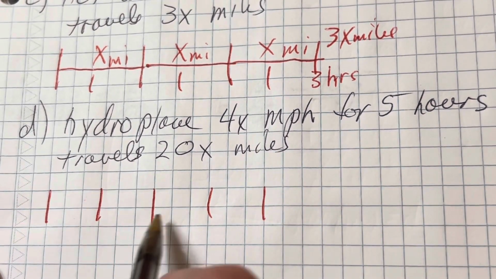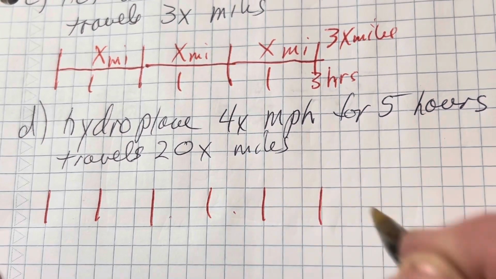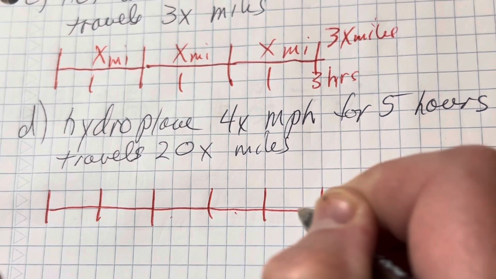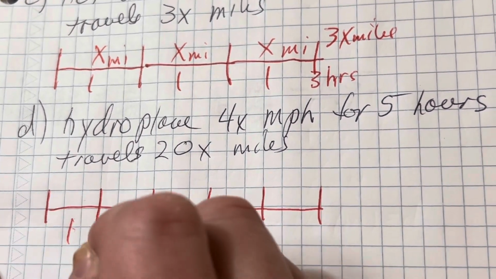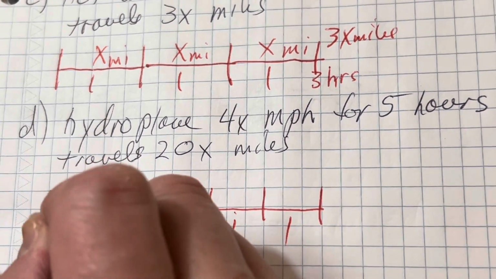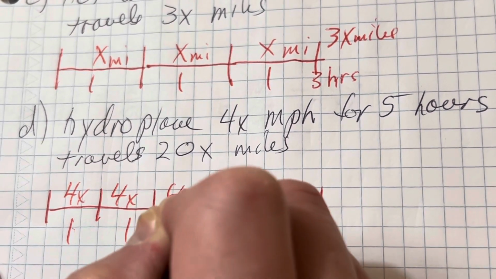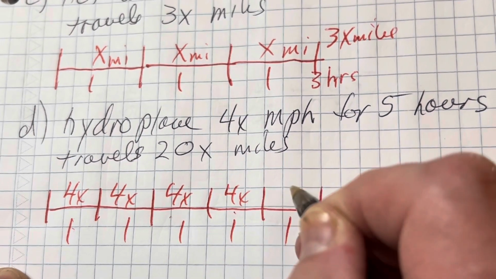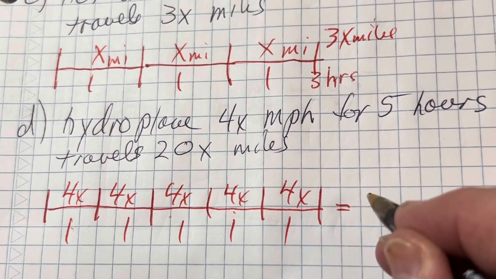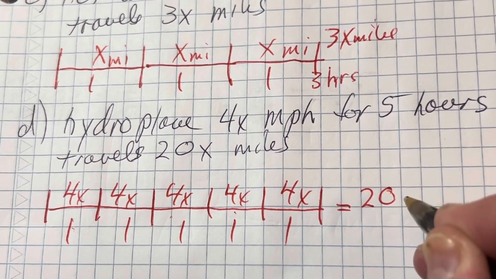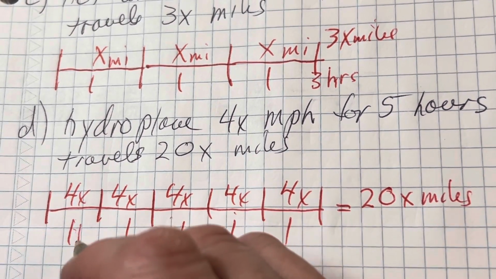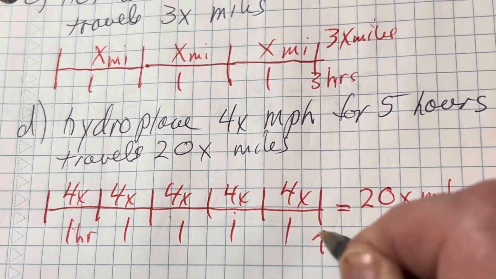1, 2, 3, 4, 5. 1, 2, 3, 4. Oh, I drew 5 lines, but I didn't draw 5 spaces. 1, 2, 3, 4, 5. Good. Okay, so I have 1 hour there. How many miles am I going? 4x each time. So that's how many miles I'm going, 4x each time. That will give us a grand total of 20x miles. And if this is hours, that will be 5 hours.